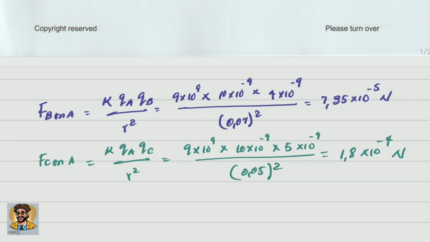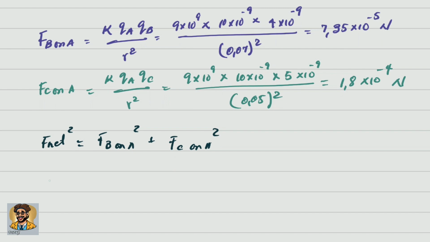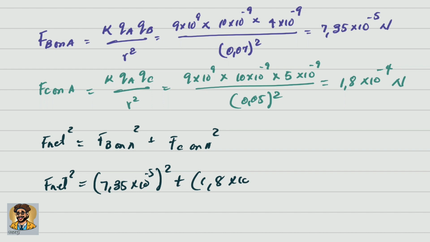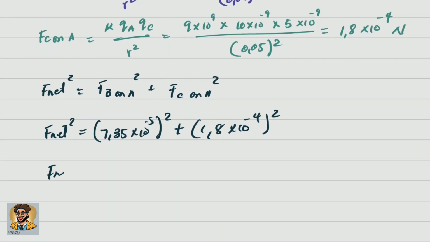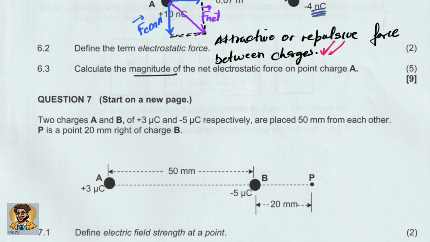All we have to do now is substitute those values into the Pythagoras formula to calculate the net force. We're going to do it also down here. We substitute all the numerical values, and then we get that the final answer for the net force is equal to 1.94 times 10 to the minus 4 Newton. This is the answer. They ask you for the magnitude, so we don't have to give the direction.